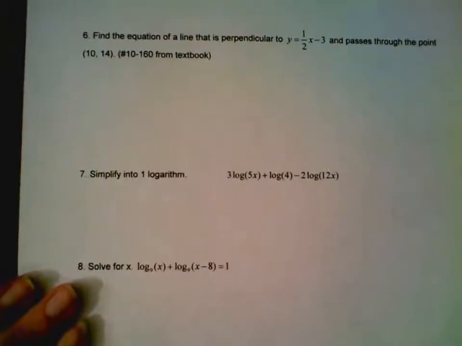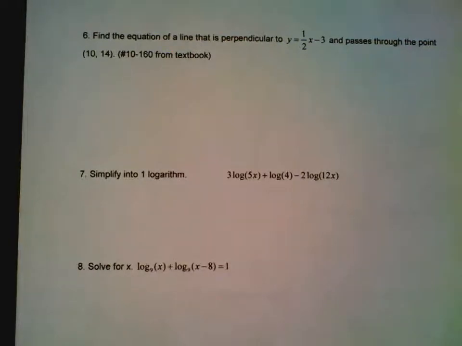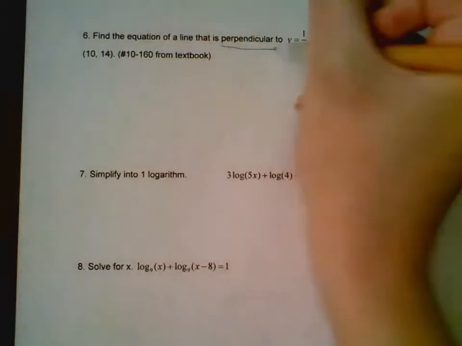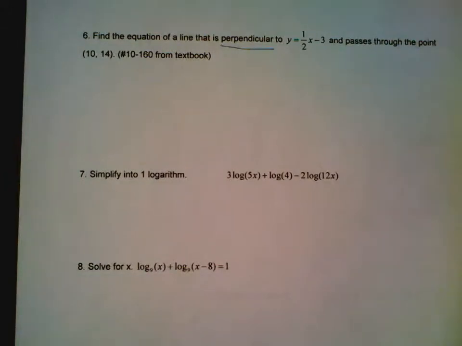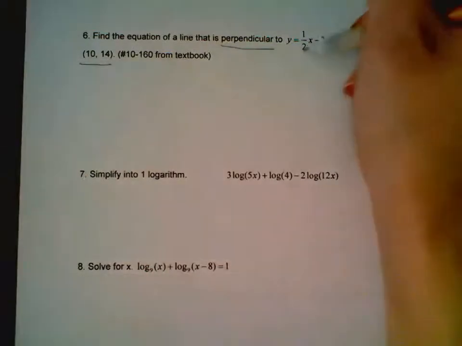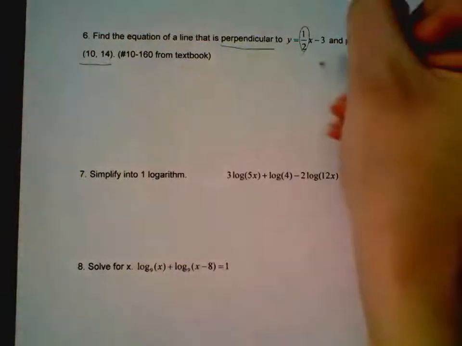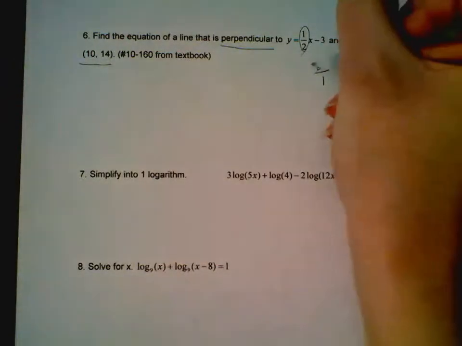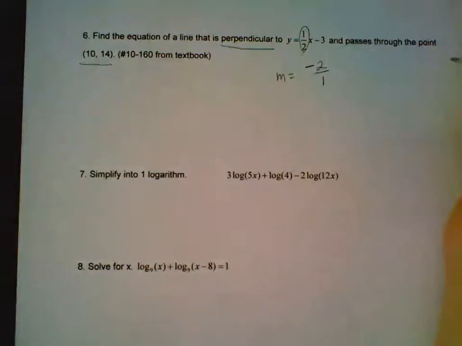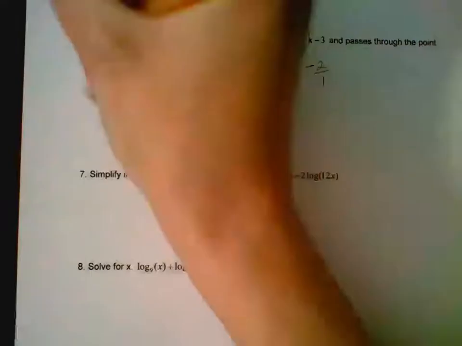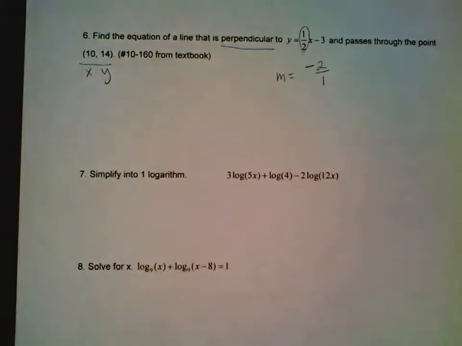Alright, on the back page we have just some kind of random old stuff to throw in, to help refresh your memory as we wrap up the year. Question 6, find the equation of a line that is perpendicular to y equals 1/2 x minus 3 and passes through the point (10, 14). Perpendicular means it's going to have an opposite and reciprocal slope, or a negative reciprocal for the slope. Slope is currently 1/2, so the reciprocal of that would be 2 over 1, and then the negative reciprocal of that is negative 2 over 1. So we need to have a slope of that. It needs to pass through this point: x is 10 and y is 14.